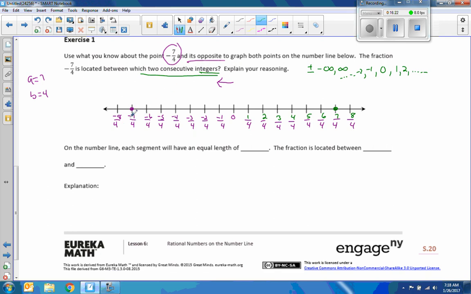Well, an integer is a number that will give us a whole number when we divide the two. So negative 4 divided by 4 is negative 1. Negative 8 divided by 4 is negative 2. And negative 7/4 is between negative 1 and negative 2. So on the number line, each segment will have equal lengths of 1/4. The fraction is located between negative 1 and negative 2. Okay?